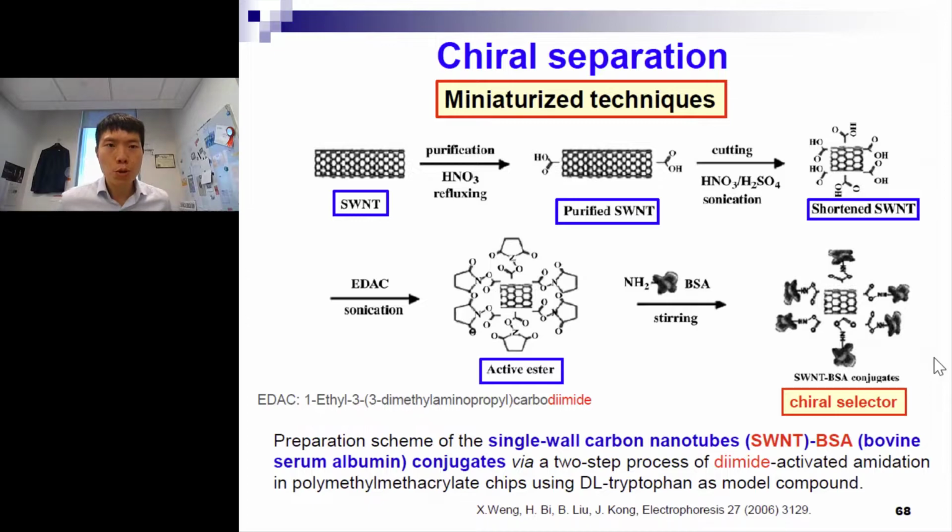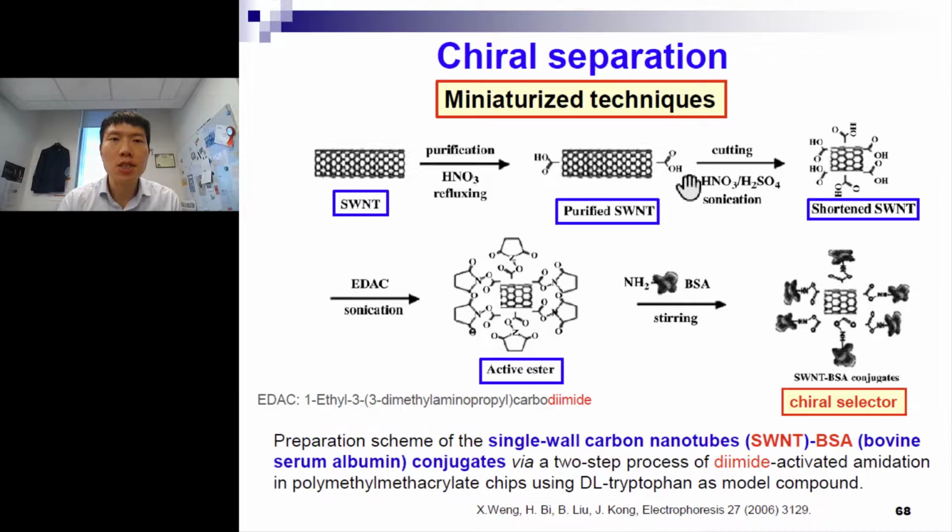Right here, we continue with chiral separation using a miniaturized technique. This is a shortened single wall carbon nanotube for the separation of bovine serum albumin conjugate. You can see this is more like a synthesis scheme. Start first with this nanotube, and then you have addition of acid, refluxing to purify the surface internally and also adding carboxylic acid groups here. After that, we do something called cutting, to slice so that this tube won't be so long, to be shorter chunks.